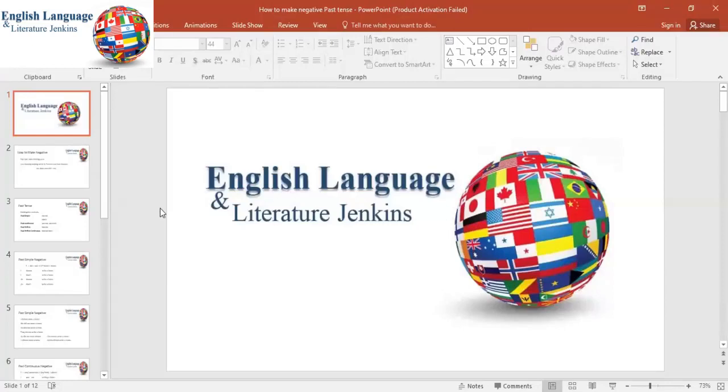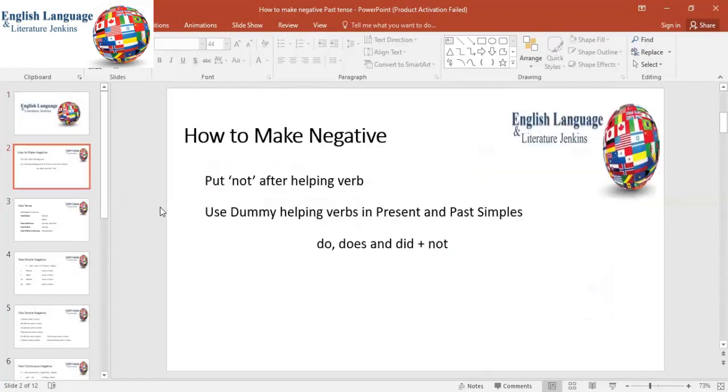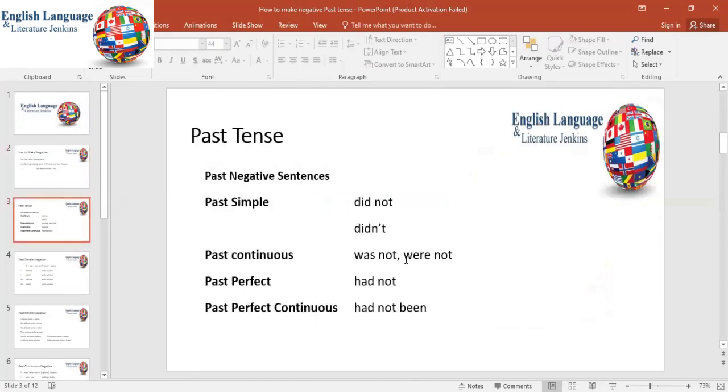In the series of negative sentences, today we will discuss past tense negative. We use not after a helping verb to make negative sentences. When we do not have a helping verb in a sentence, such as past simple or present simple, then we use dummy helping verbs do, does, and did to make negative sentences. In past simple, we use did not, in short, didn't.